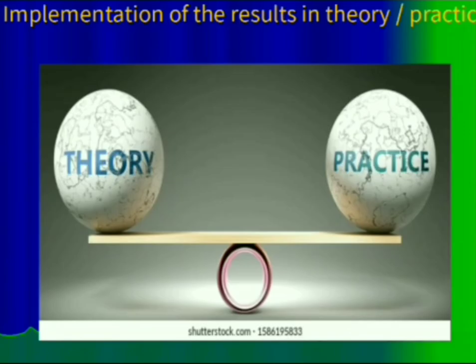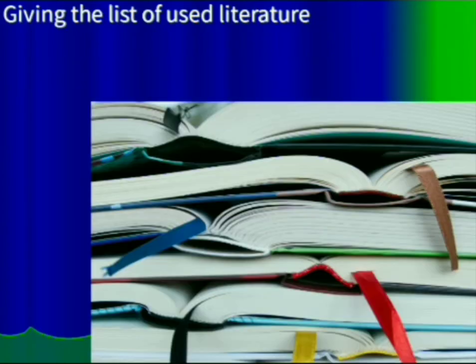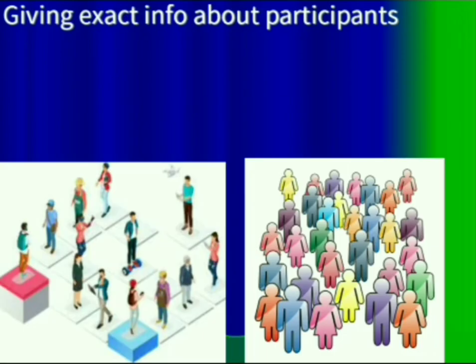I've just told you that theory and practice should be combined in your work. Without theory, it cannot be research. Without practice, it cannot be research. So both of these things should exist in your paper. Of course, you should give the list of used literature in your work, and verify the samples, examples, or data you have collected. And of course, you have to give exact information about participants.